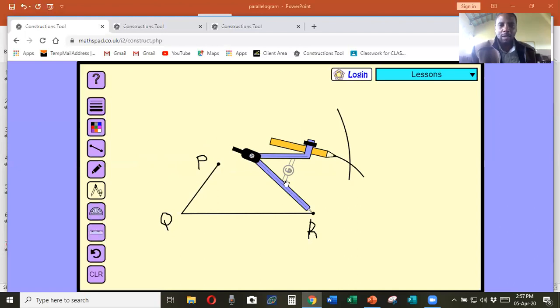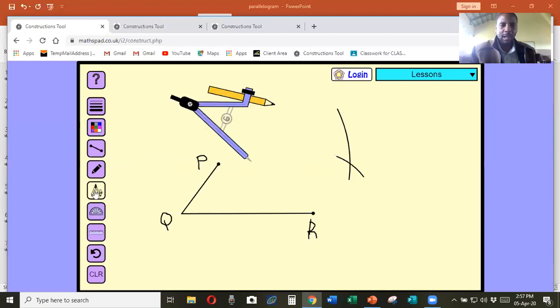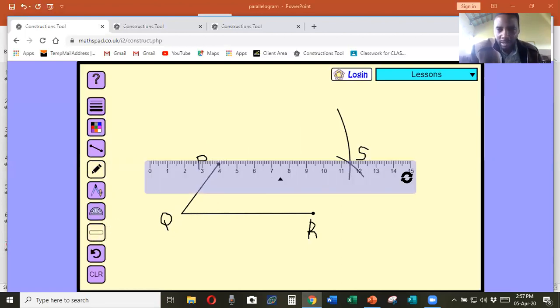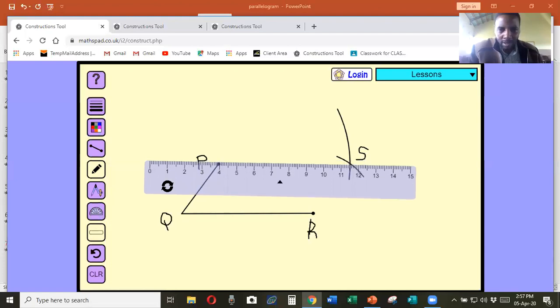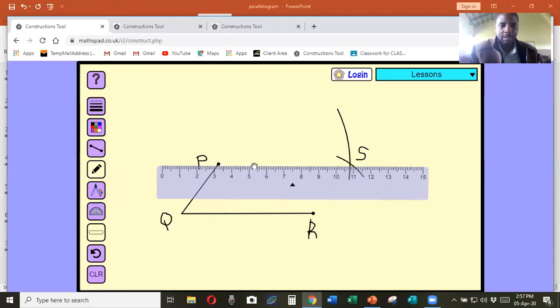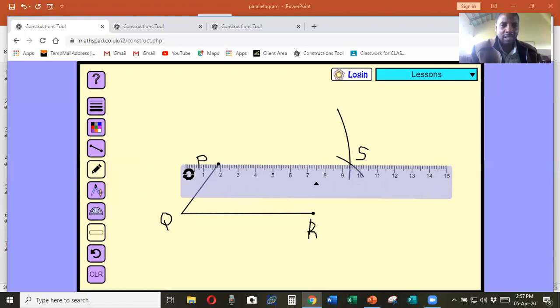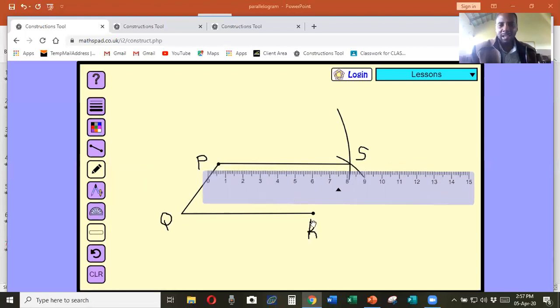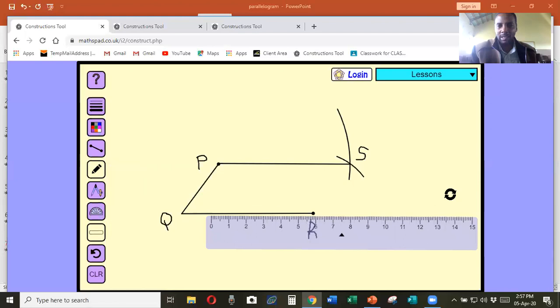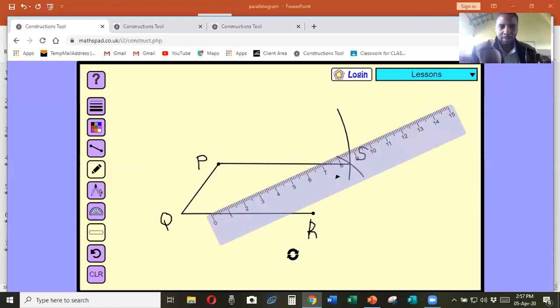So now I remove the compass, and then I join with the ruler. And this point that has been formed here is point S. So this is our point S. So I join from P to S, P to S, I draw a line there, like that. Then I draw another line from R to S to complete my parallelogram.